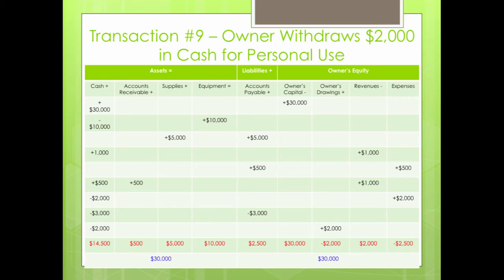Our last transaction is number 9. The owner withdraws $2,000 in cash for personal use. The key words here are withdraws in cash. Anytime the owner withdraws money or cash for personal use, we record this under owner's drawings. So we record this as a minus $2,000.